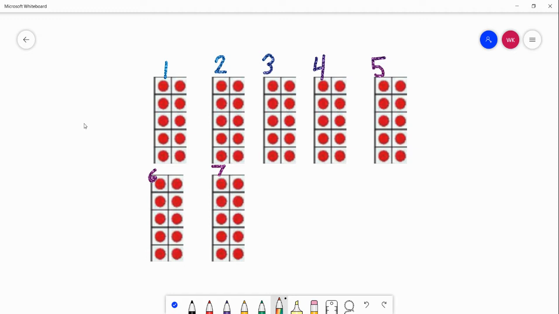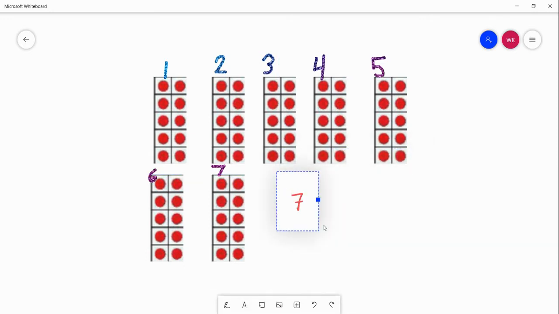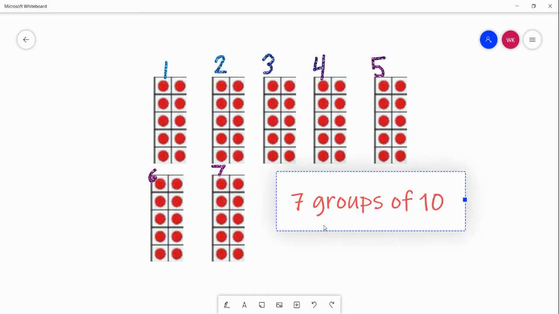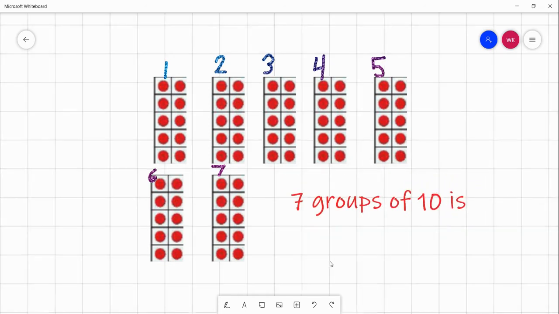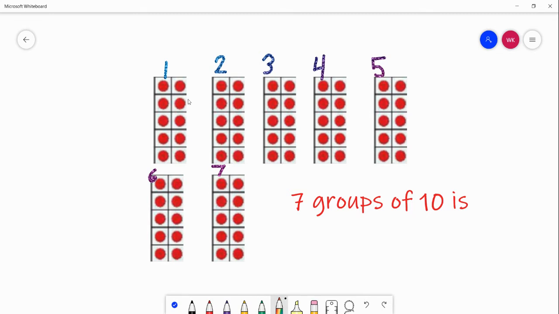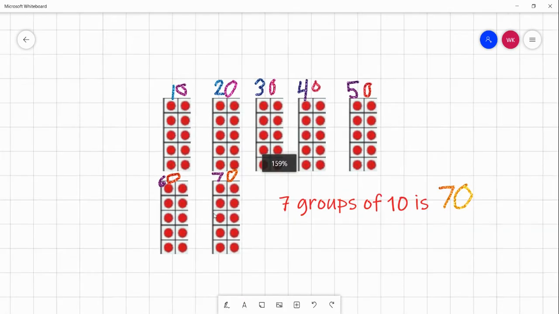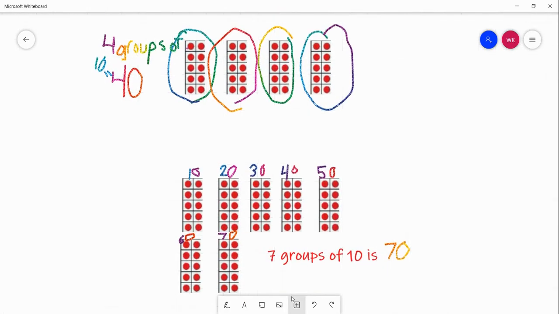So what is seven groups of 10? Again, you could count too. You could say 10, 20, 30, 40, 50, 60, 70. So 7 groups of 10 is 70. And again, that's just counting by decade. So a decade is 10.